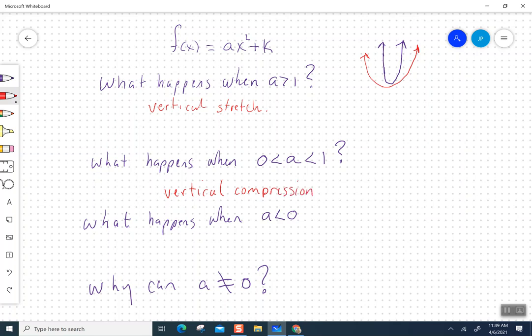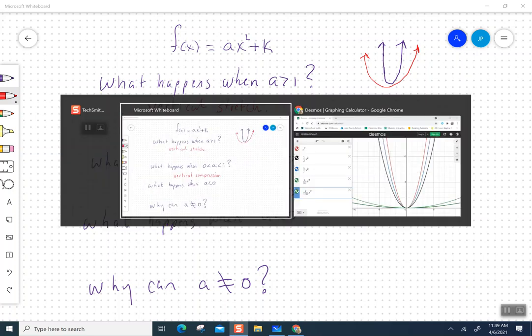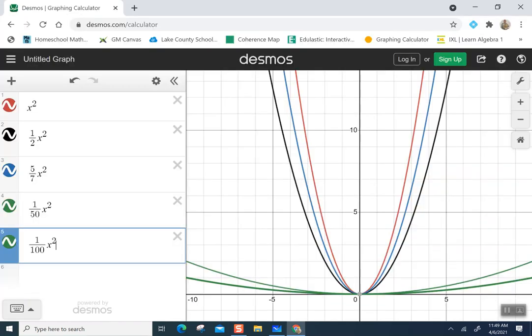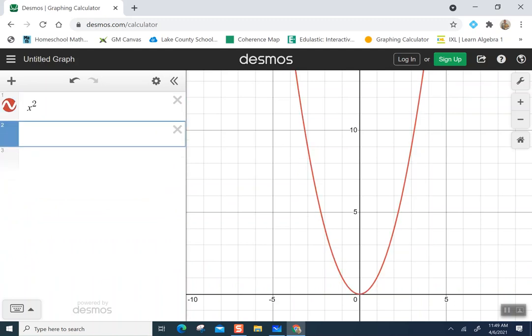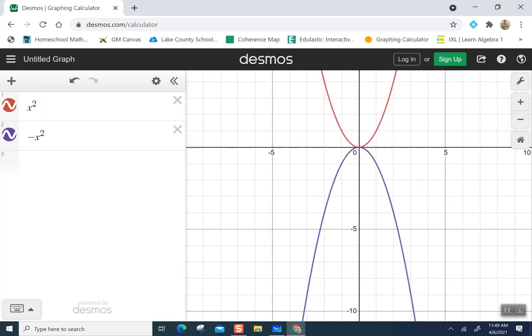Okay, now, what do you think is going to happen if we make it negative? If we were to make it negative, let's get rid of all these guys except, of course, for the parent graph. Now, I don't want x squared positive. I want x squared negative. And let's bring it up so you can see it. And look what it did. We refer to that as a reflection. It reflected across the x-axis.